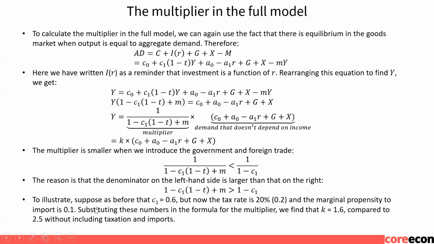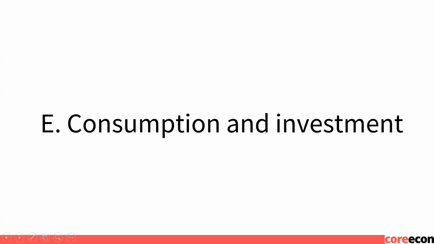So to illustrate this point, suppose previously we had C1 equal to 0.6. But now we have taxes of 20%, so 0.2, and marginal propensity to import M equal to 0.1, 10%. If you put these numbers in, you will see the new multiplier is 1.6. It was previously 1 over 1 minus 0.6, which is equal to 2.5, right? So our multiplier decreased as a consequence. I will continue with consumption and investment in the next video.